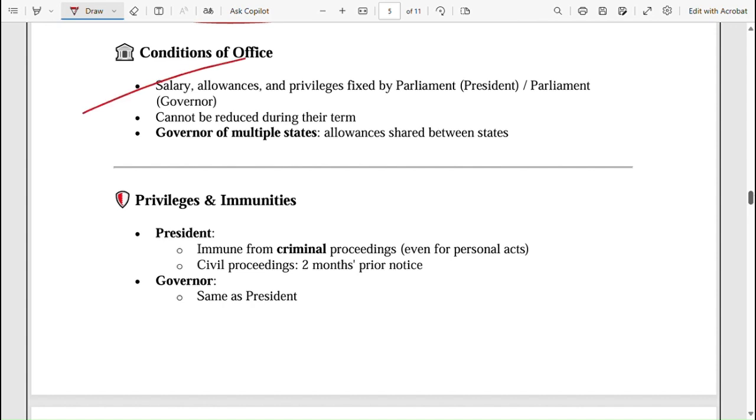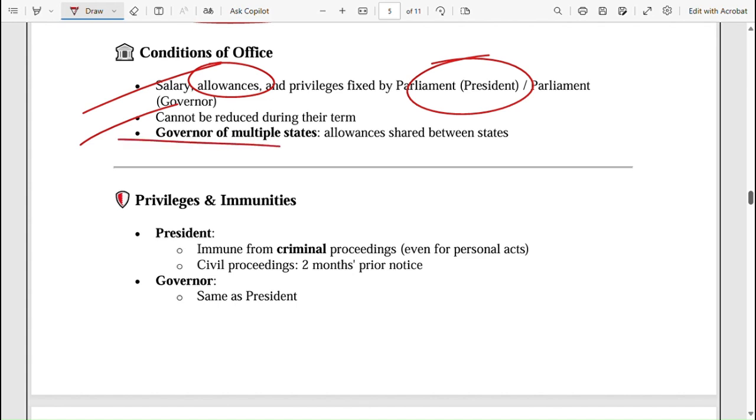Now, what are the conditions of office here? So salary for the governor or president, allowances such as the accommodation given by the government to the civil servants, right? And privileges, these are fixed by parliament for president as well as for governor. And also, these allowances and salaries cannot be reduced during their term. So when they are in the post of president or governor, it cannot be reduced.